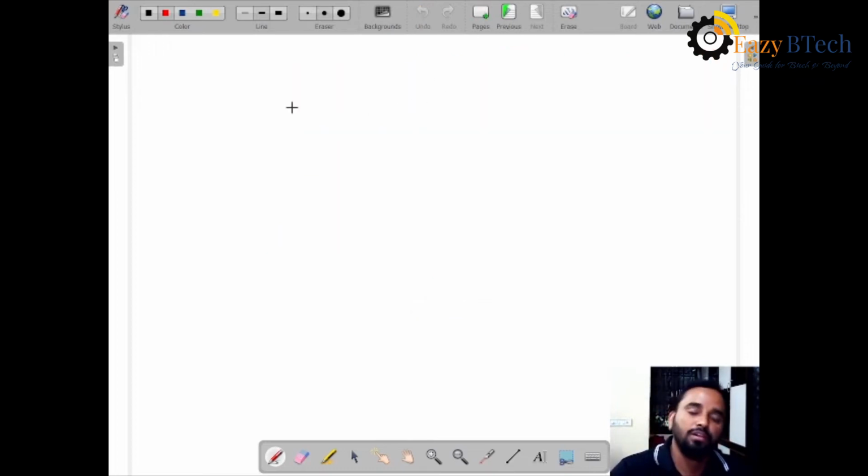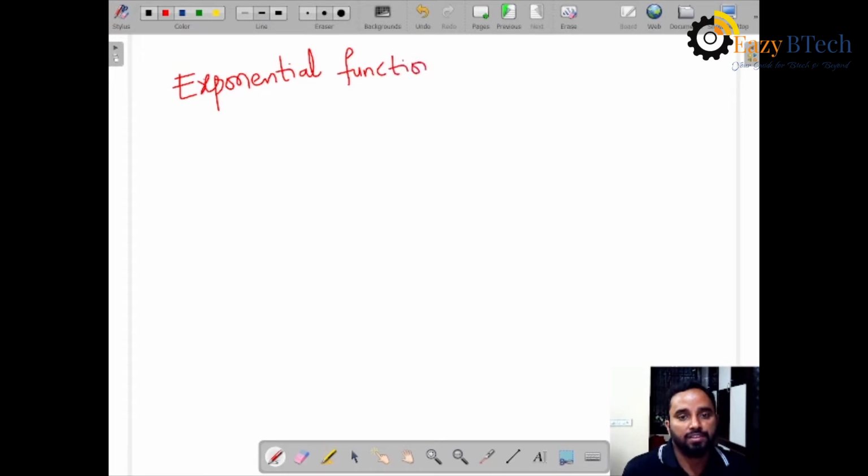Next, we discuss exponential function. These are also important. First we see the types in this. We have two types: real exponential and complex exponential.